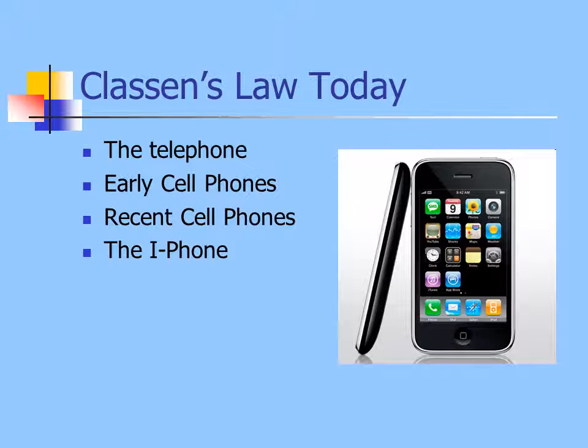Here we shall apply Classen's law to the telephone. When Alexander Graham Bell invented the telephone, it gave people an instant way to communicate over long distances instead of by mail. This was substantially useful to people all over the world. When the cell phone was introduced around the 1990s, it provided the capability to make and receive calls from just about anywhere, improving its usefulness as a communication tool.